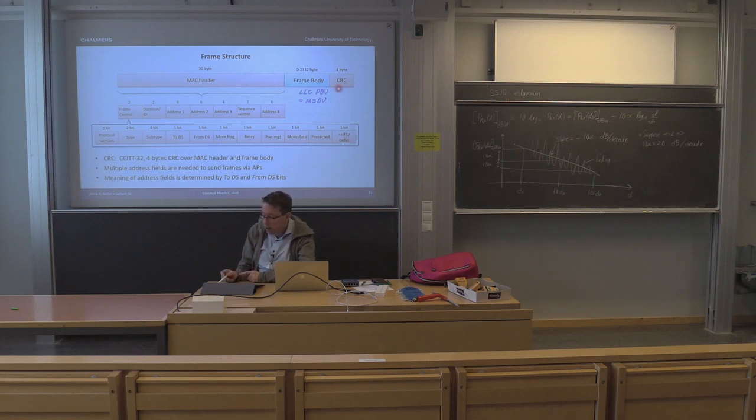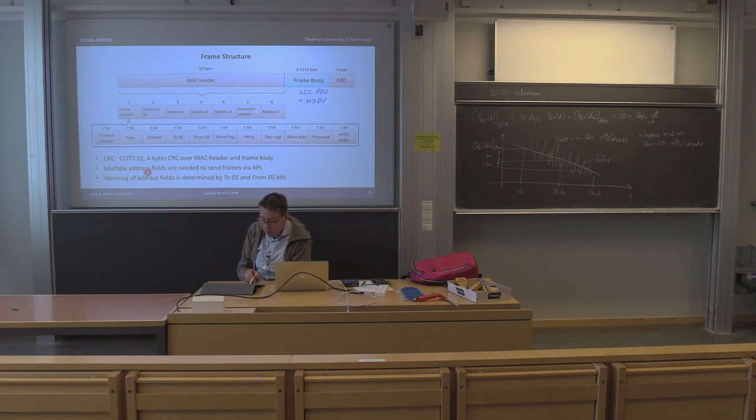The CRC here is a 32-bit CRC, and it covers both the MAC header and the frame body. So this is used for error detection. A receiver would check the CRC. If the frame is in error, it will throw it away, will not send an acknowledgement, and that frame will be retransmitted a little bit later. Okay. So it's like stop and wait ARQ here.